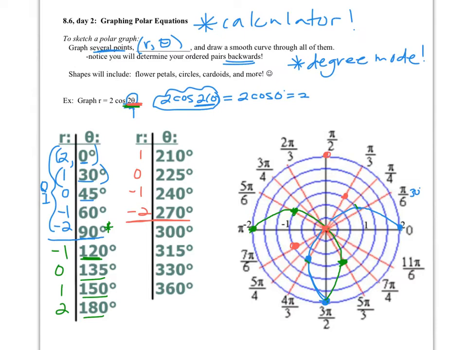So if I start from 2, 180, and I loop through the points in order using that smooth curve, we're starting to get some petals happening on a flower. All right, one more round, you guys. Plug in 300, 315, 330, and 360 and see what you get. At 300, I got -1, 315, 0, 330, 1, and 360, 2.